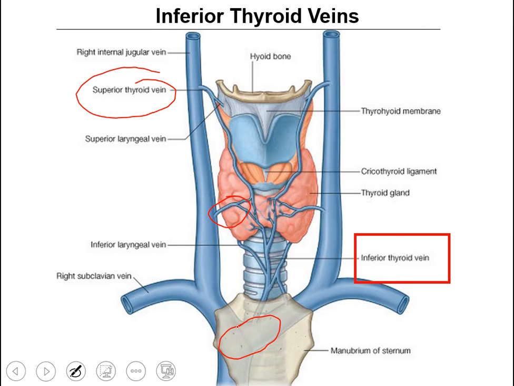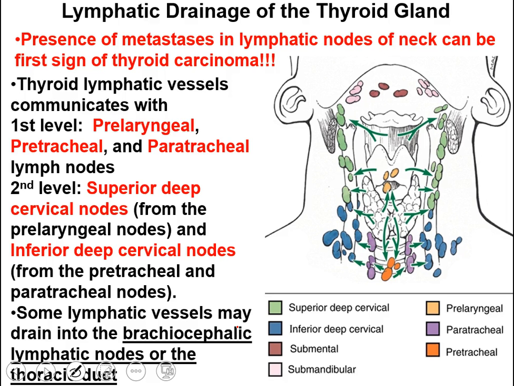Let me review lymphatic drainage of thyroid gland. Thyroid carcinomas are the most common type of malignant tumors affecting endocrine glands. The malignant cells forming thyroid carcinomas have a propensity to spread through lymphatic vessels and grow as metastases in lymphatic nodules of the neck. As a result, the presence of enlarged lymphatic nodes on the neck may be the first sign of thyroid cancer. That's why it's so important to understand lymphatic drainage of thyroid gland.